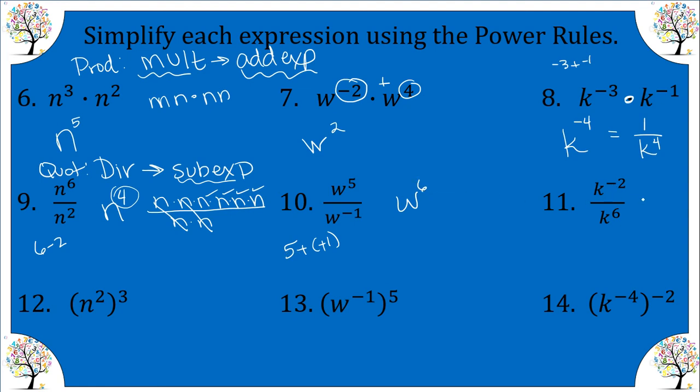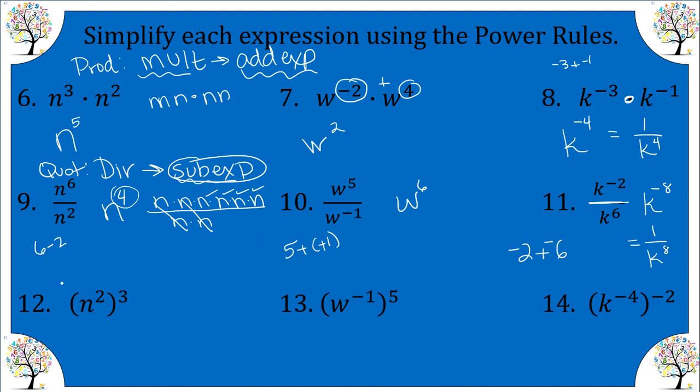Number 11, our factor is k. We have division going on. We're going to use the quotient rule, which says subtract exponents. So negative 2 minus 6. Again, I'm going to say keep, change, change. I get negative 8. We have to simplify the negative on the exponent. So this is equal to 1 over k to the positive 8.